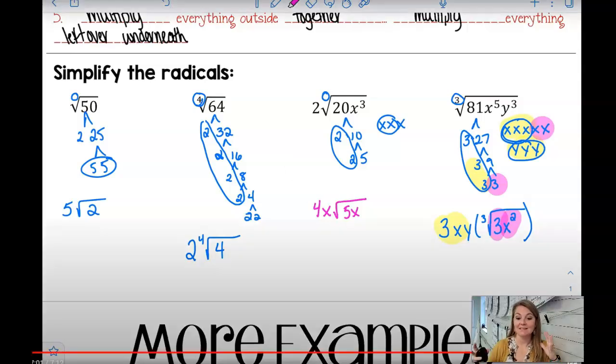And that is simplifying radicals. Very easy. There are extra examples. We're going to go over those in class, but I encourage you, if you are at home working through these, work through them and then check our notes and ask questions if you have any.